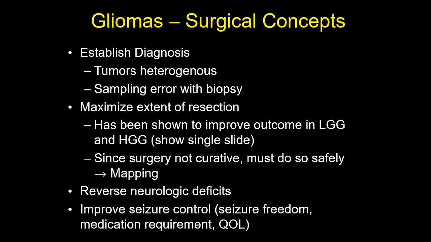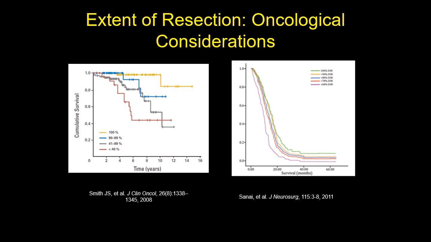Other reasons for performing surgery include reversal of neurologic deficits caused by mass effect, for example, and to improve seizure control, whether that's freedom from seizures or a decrement in medication requirements, both of which would improve the patient's quality of life. Shown here are 2 studies demonstrating that with increasing extent of resection, we see an improvement in overall survival, both for low-grade gliomas, shown on the left, as well as high-grade gliomas on the right.